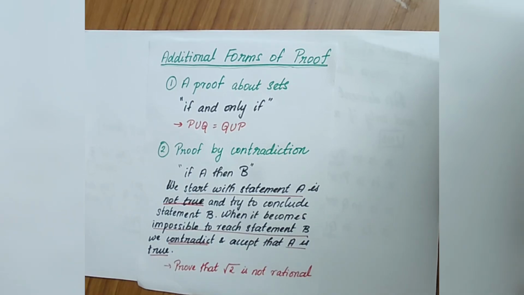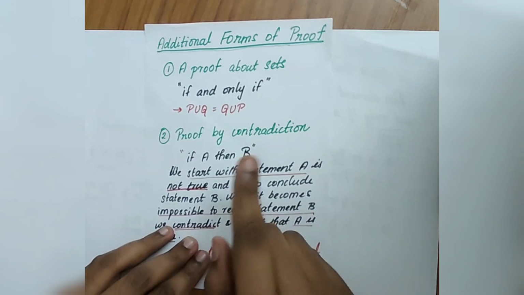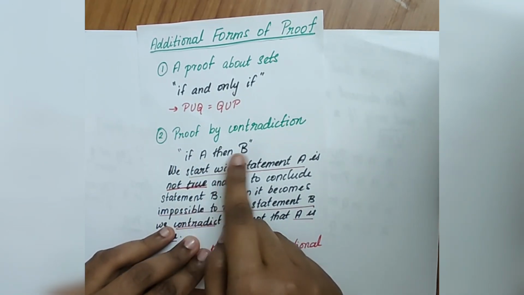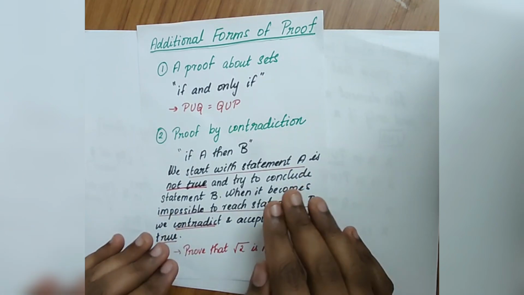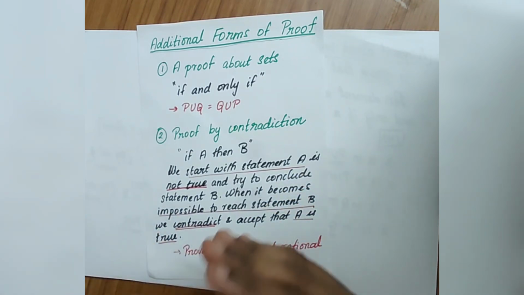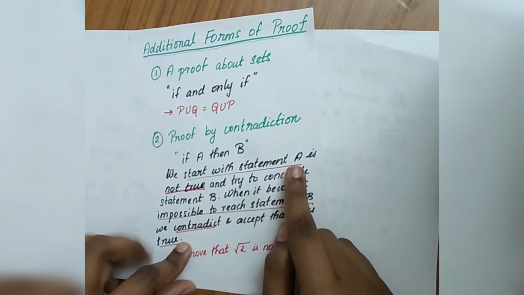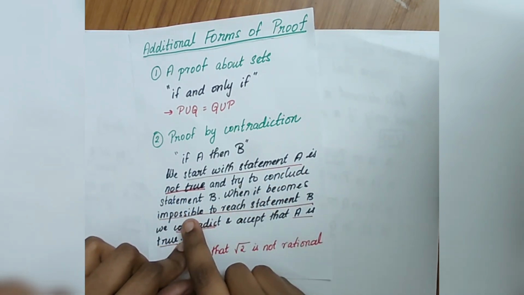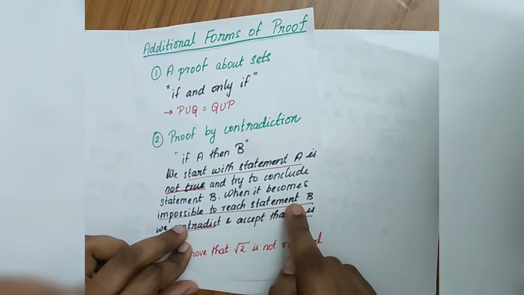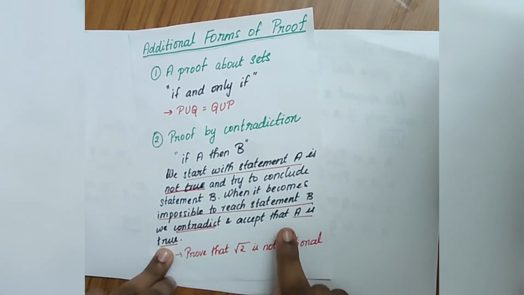Now coming to the next additional form of proof, proof by contradiction. Here, if A then B. We start with the statement that A is not true. How do we do it? We take the contradiction. We start with statement A is not true, and we try to conclude statement B. When it becomes impossible to reach statement B, then we contradict and accept that A is true.